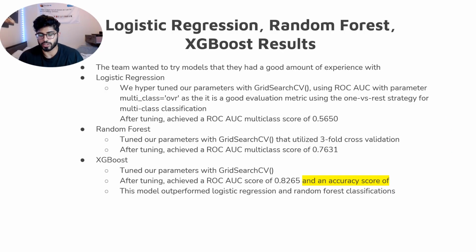Our team also tried out the classification models we used during the Kaggle competition. For all models, we defined a parameter grid for grid search or randomized search to find the best model parameters and used ROC AUC as our evaluation metric.